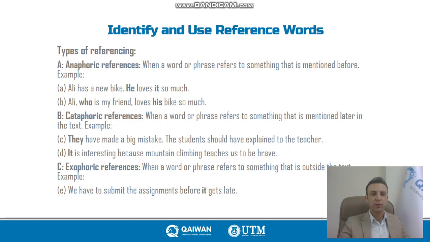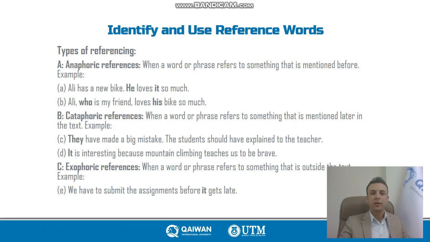Well, we have examples. We say, for example, Ali has a new bike. Then in the following sentence, we say he loves it so much. You see, we have he and it. Both of them are anaphoric referencing. Why? Because he refers to Ali that has already been mentioned in the previous sentence. And it also refers to a new bike that has already been mentioned. We have other examples. Ali, who is my friend, loves his bike so much. Who also refers back to Ali. So this is called anaphoric referencing.